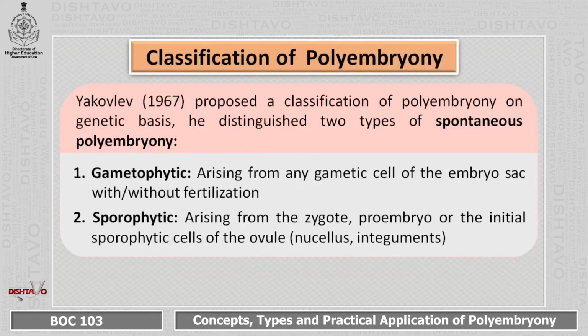Yakovlev proposed a classification of polyembryony on a genetic basis. He distinguished two types of spontaneous polyembryony. Gametophytic, arising from any gametic cell of the embryo sac with or without fertilization. Sporophytic, arising from the zygote, proembryo, or the initial sporophytic cells of the ovule.